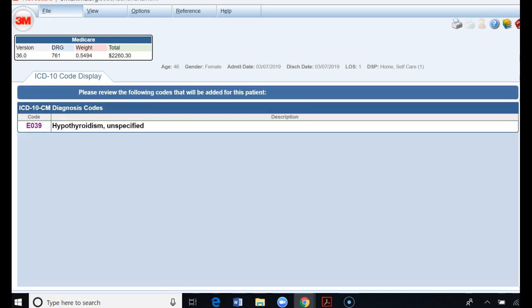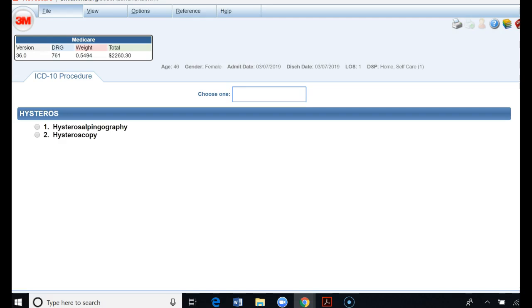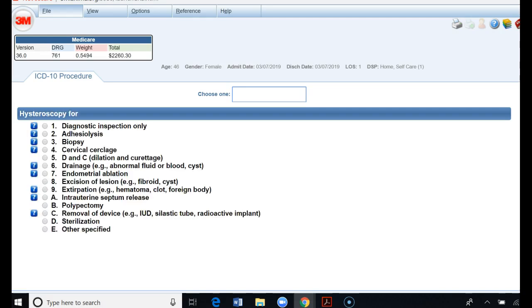Now I'm going to hit continue, and then I'm going to hit add procedure because she did have GYN procedures, just not thyroid. So the first one was a hysteroscopy. We're going to hit number two. And they just went in and looked. They didn't do anything with the hysteroscopy. It didn't say hysteroscopy with D&C, right? It said and. So those are two separate things.